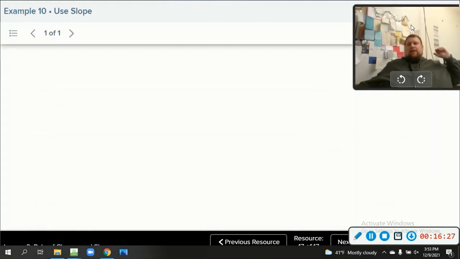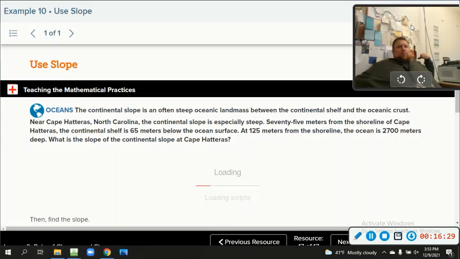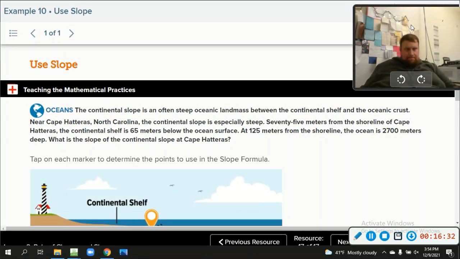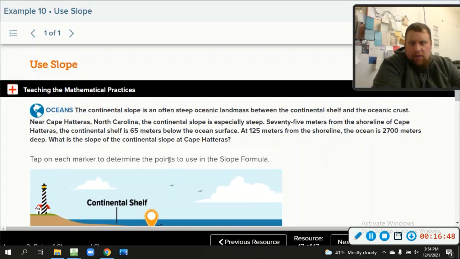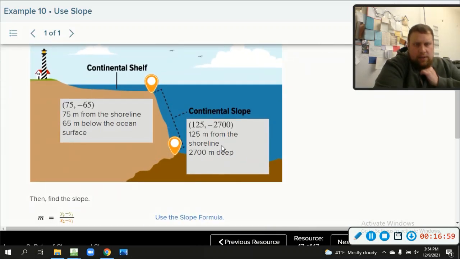And this is our last problem today. It says the continental slope is an often steep oceanic landmass between the continental shelf and the oceanic crust near Cape Hatteras, North Carolina. The continental slope is especially steep at 75 meters from the shoreline of Cape Hatteras. The continental shelf is 65 meters below the ocean surface. At 125 meters from the shoreline, the ocean is 2,700 meters deep. What is the slope?